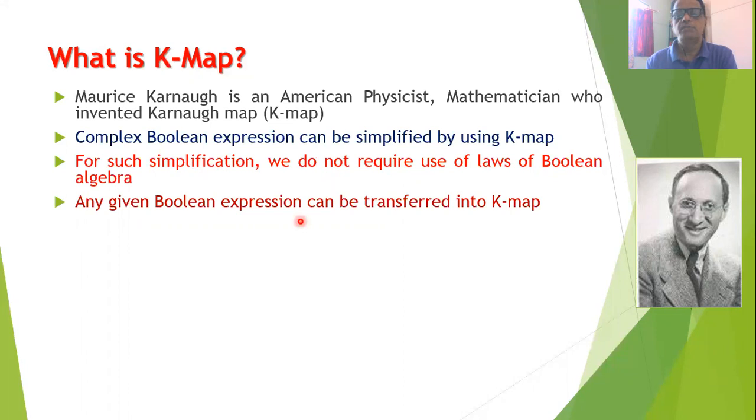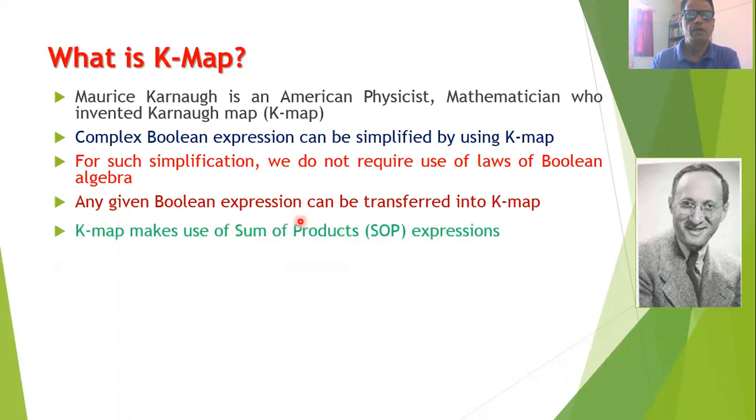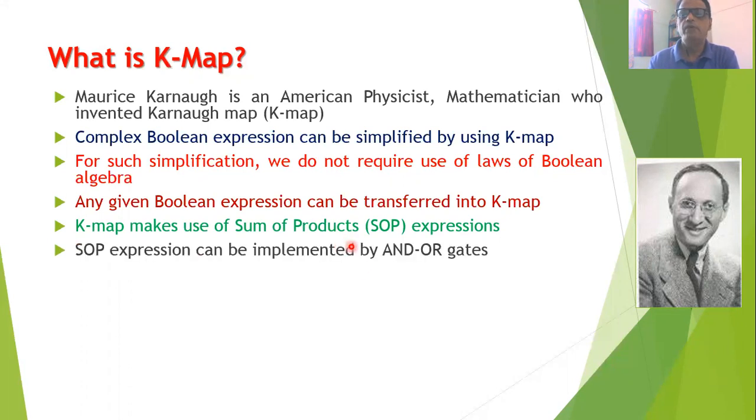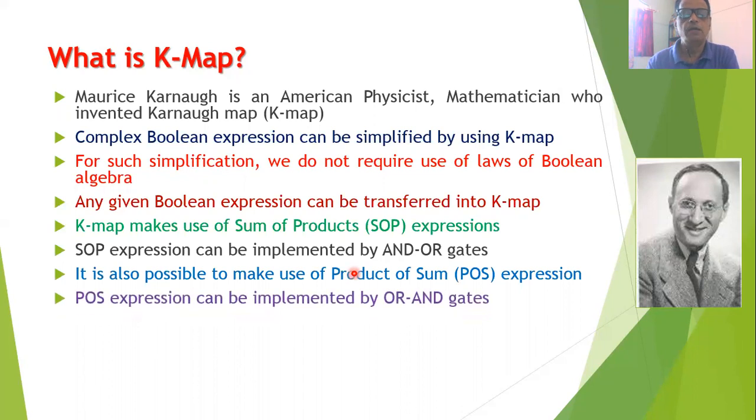Any given Boolean expression can be easily transferred into K-map. Either SOP expression or POS expression can be transferred into K-map. Whenever we want to implement the SOP expression, it can be implemented by AND-OR gates. And whenever we want to implement the POS expression, it can be implemented by OR-AND gates.